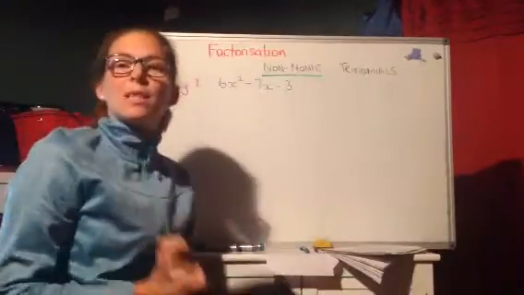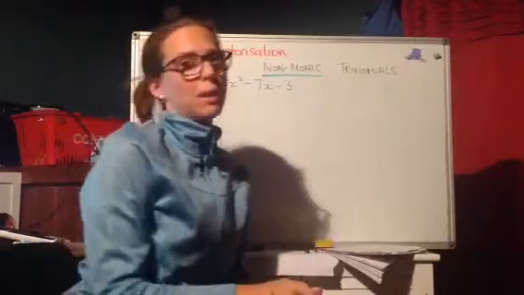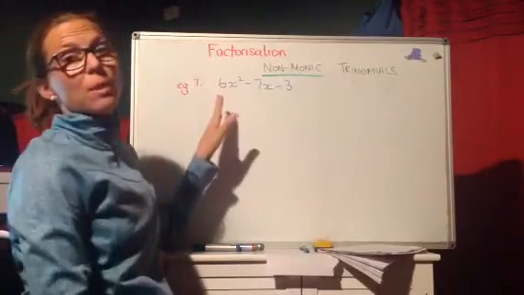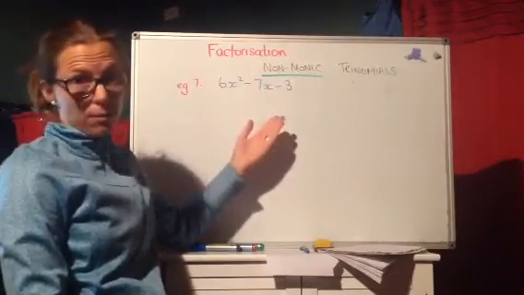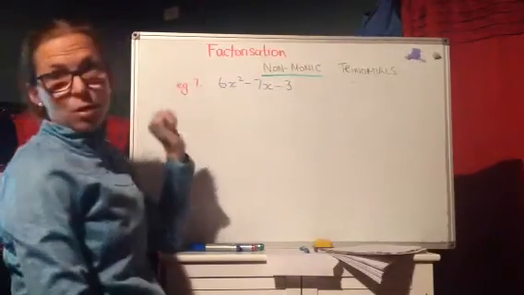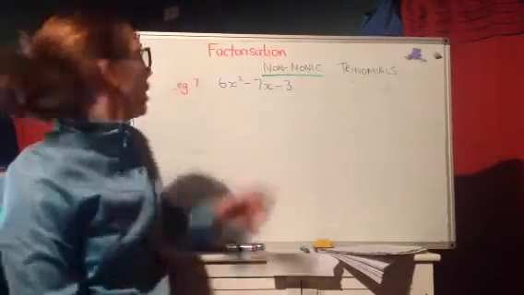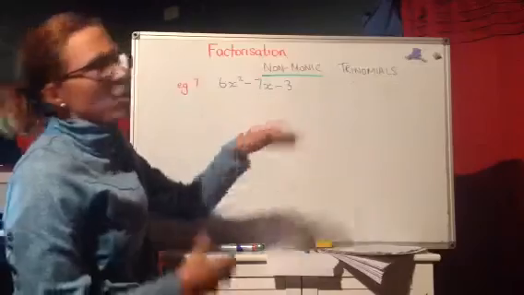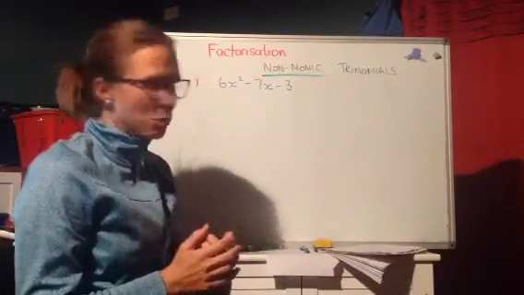G'day. We're going to continue looking at non-monic trinomials and see what happens in a few special cases. So suppose we got given something like this: 6x squared, take 7x, take 3. I look at it and I think, oh, it's non-monic. Let's check if there's a common factor in order to make it monic. 6, negative 7, negative 3. There's nothing common that I can take out of there. So I'm going to have to try something new.